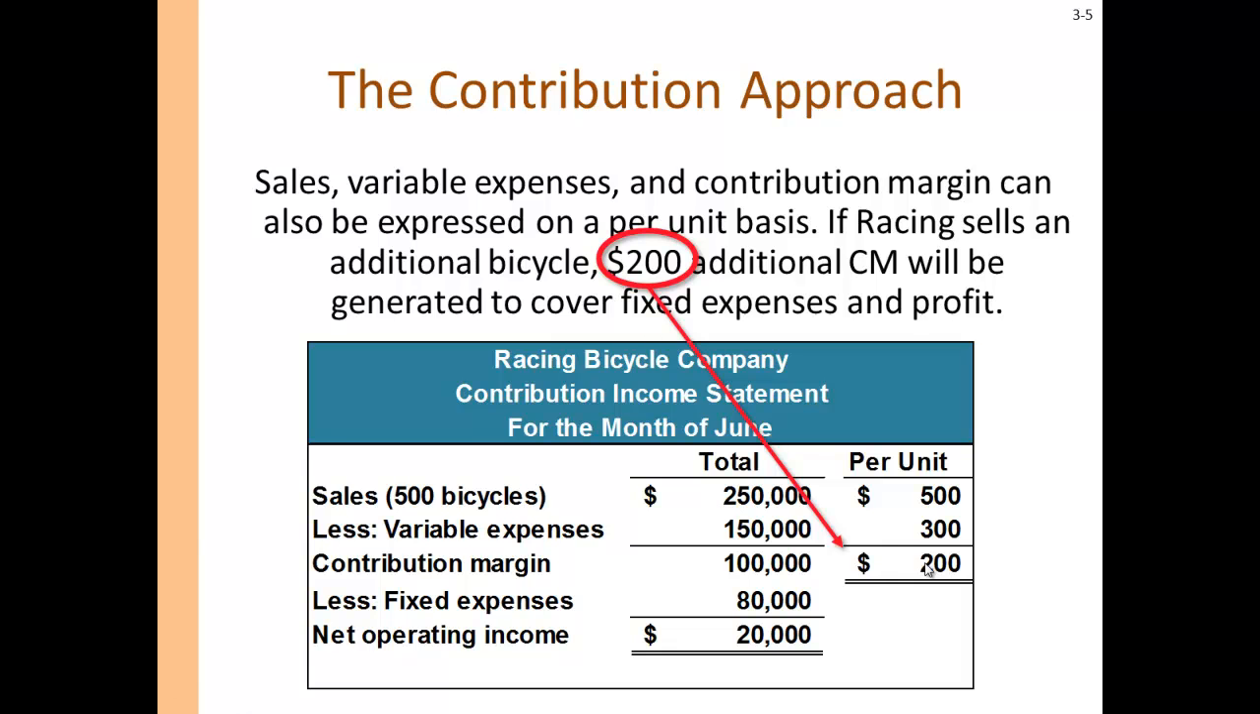This is very important because you may want to know, well, what if I sell one more bike? What if I meet one more customer? What if I do this? Then you want to know how much each item contributes to your bottom line or to cover fixed expenses.